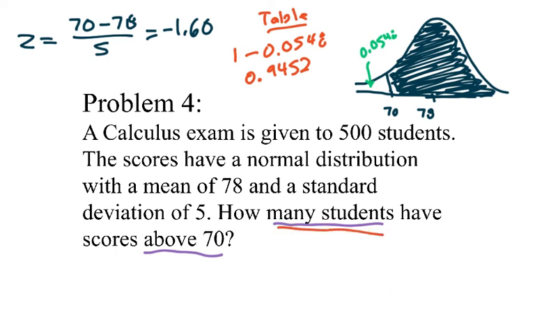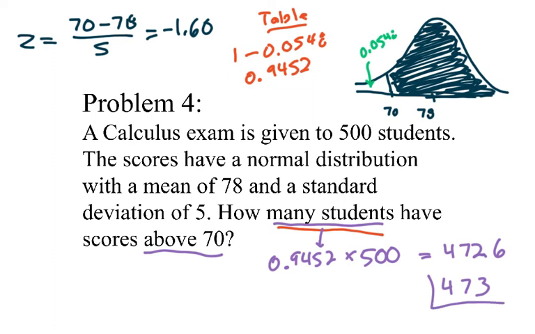So out of how many? I'm going to do 0.9452 times 500, which gives me 472.6, or approximately 473 students.